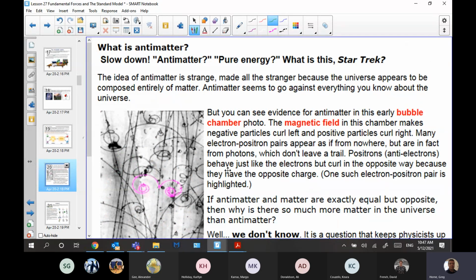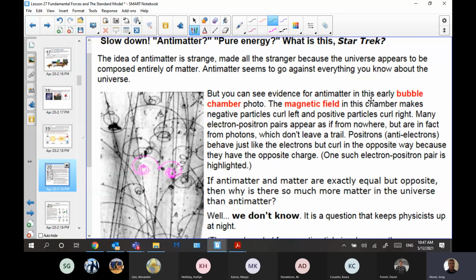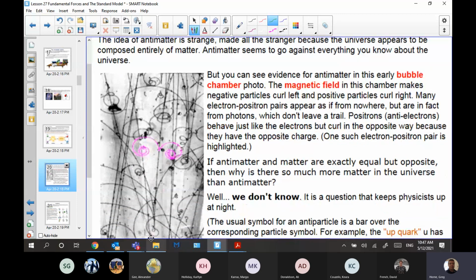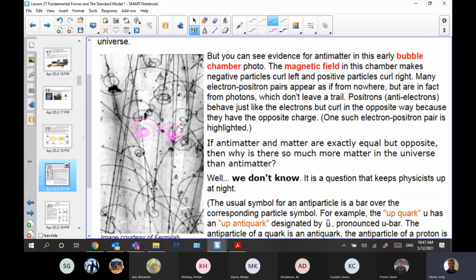So slow down what we're talking about here. We're talking about antimatter and pure energy and so on. Antimatter is strange, but it's just what it is. This is a bubble chamber, and you've got a charged particle coming along. This is good for us that we've talked about the electromagnetic unit, because you can picture how a magnetic field would make a charged particle accelerate to the right or to the left, depending on whether it's positive or negative charge. So this is how they discover particles. They look for tracks of particles, and then they analyze what the charge must have been, and the mass, and the energy, and so on.